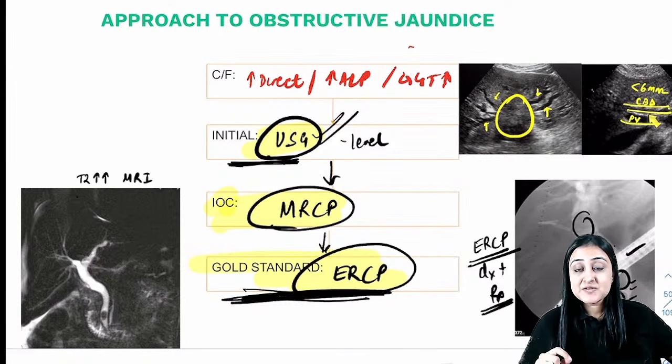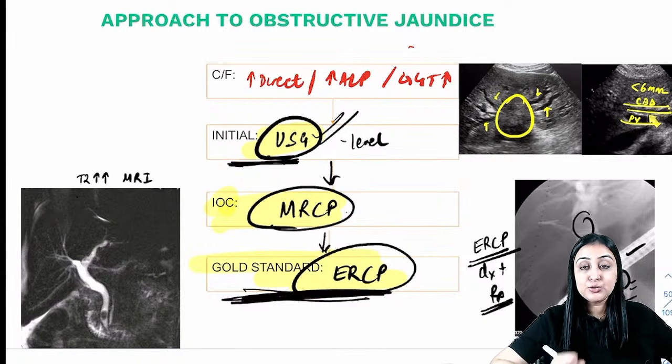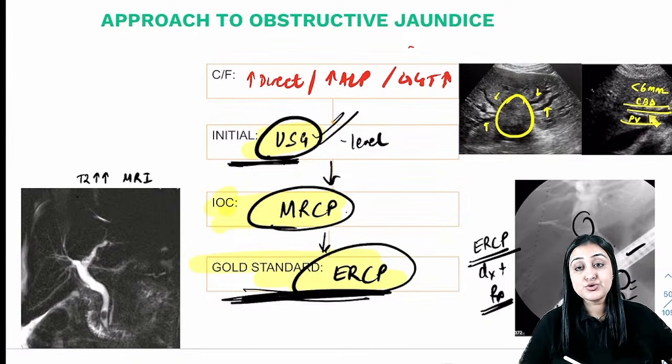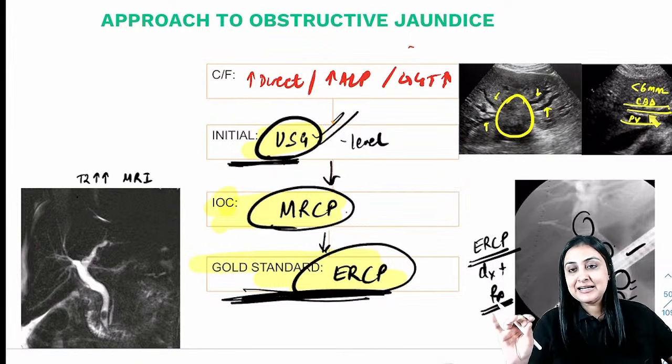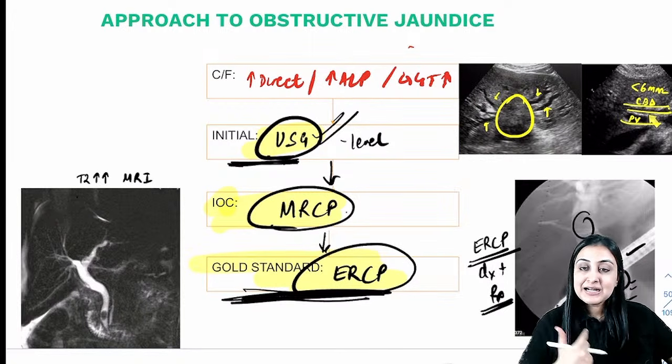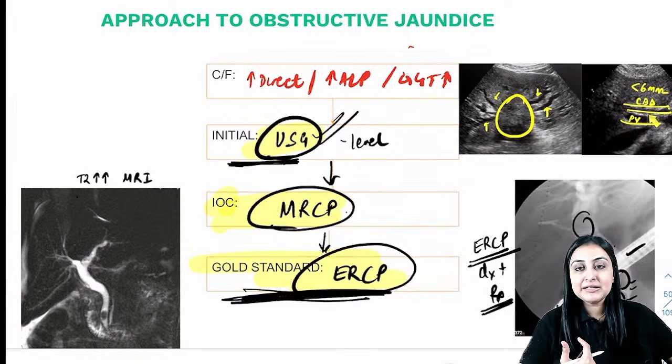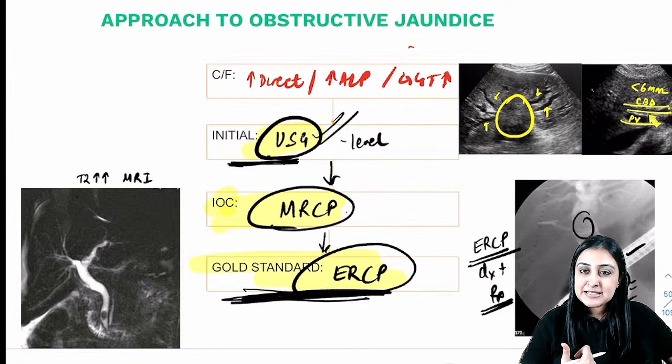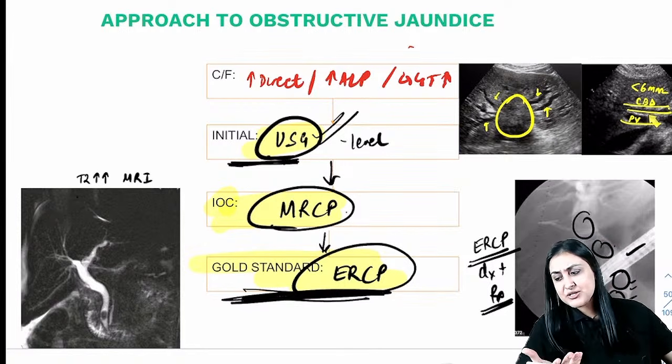One time in AIIMS, they just changed MRCP to MRI. Students got confused. They said CBD is dilated, no stone was seen on ultrasound. What do you do next? A, MRI, B, ERCP. Students might say ERCP, or "Ma'am, MRCP was not in the options." Is MRI same as MRCP? Yes, MRCP is a sequence of MRI, right?